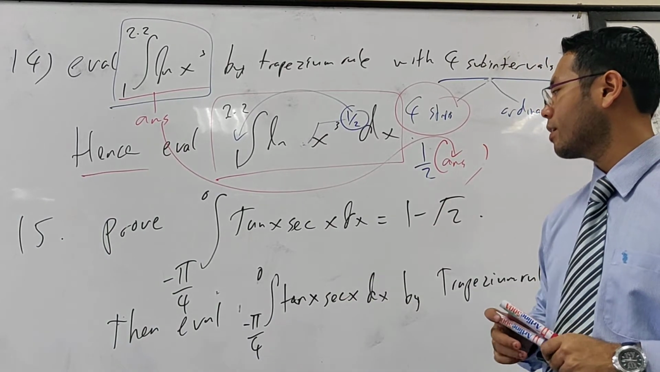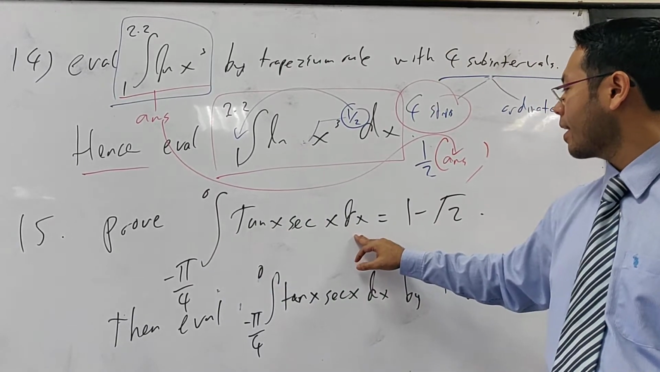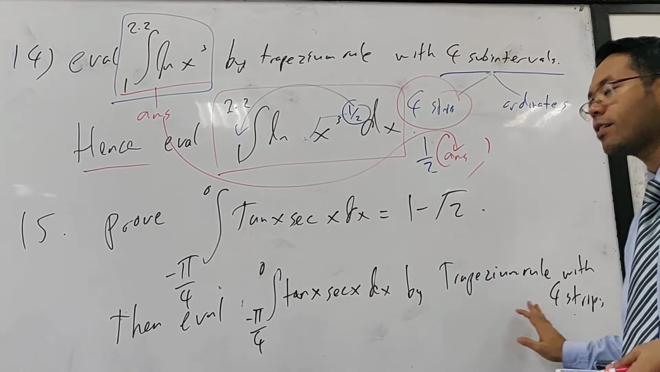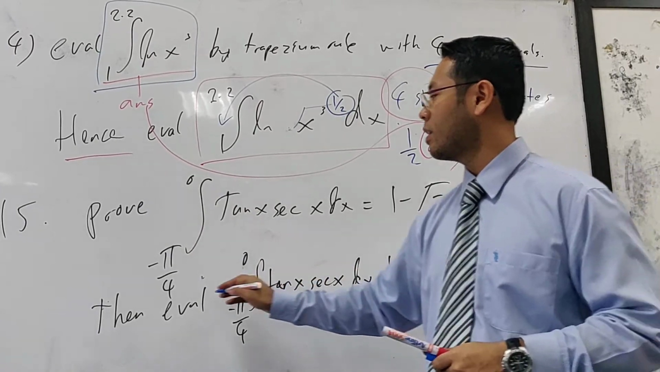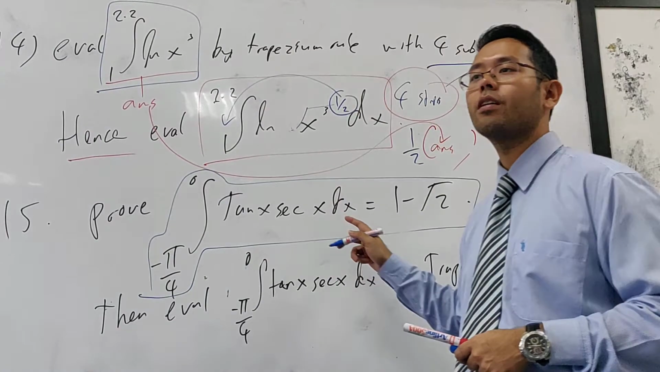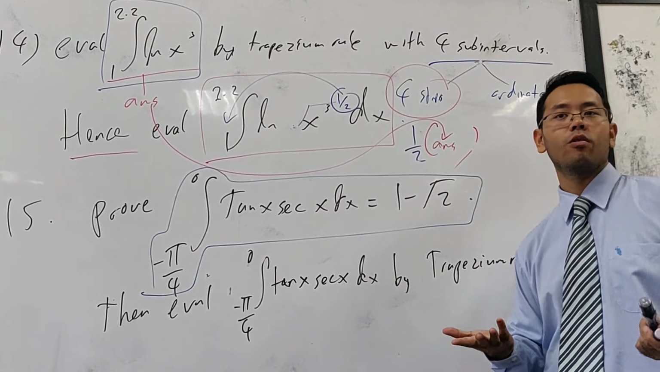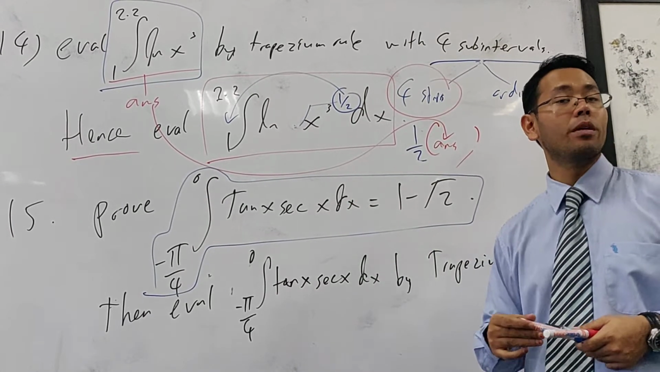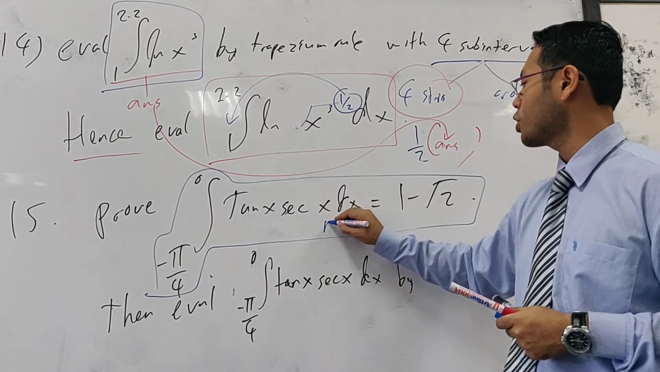Okay, this one here is a bit tricky. Firstly, they ask you to prove tangent x sec x. You want to get this part, and suddenly the next part they want you to evaluate it again by using the trapezium rule. So, how do we show this part? Any good suggestion? How do we prove this? Trapezium rule? No. Trapezium rule is the second part. It means this part is by using normal integration. You okay? This one you have to use normal integration.